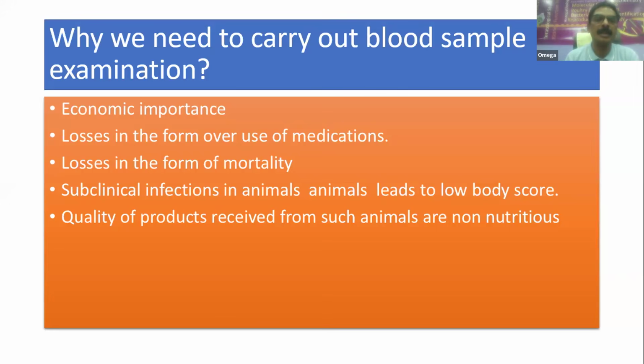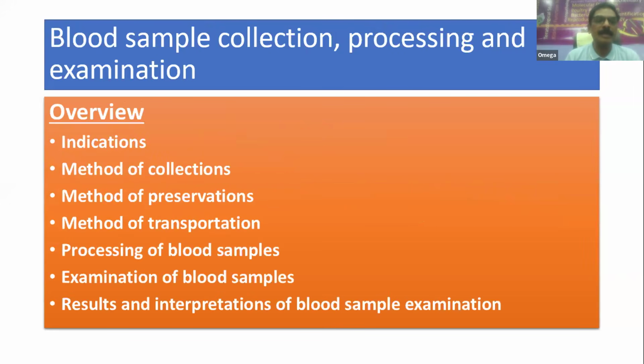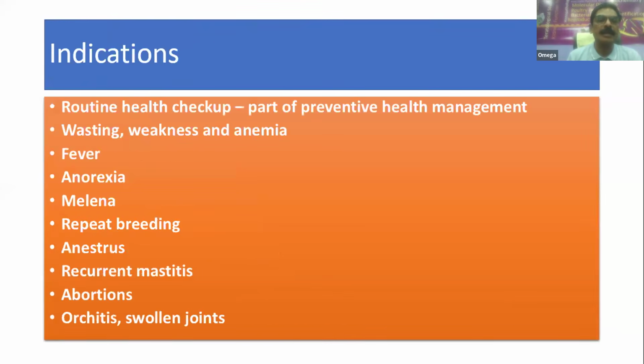of the different samples. The overview of today's topic is the indications, method of collection, method of preservation, method of transportation, processing of the blood samples, examination of blood samples, and ultimately, after examination, the interpretation and results we are getting. Accordingly, we have to go further and treat the cases and prevent the disease transmission. Now, let us see the indications in detail.